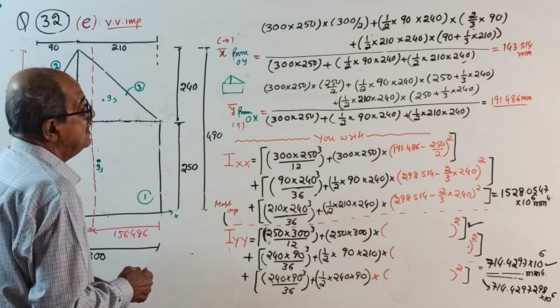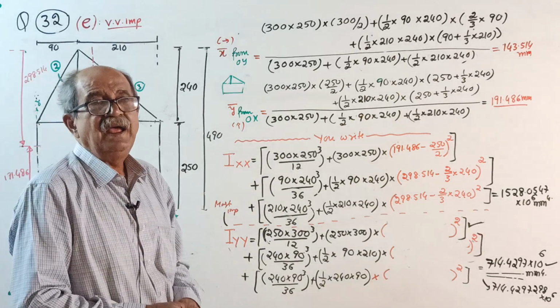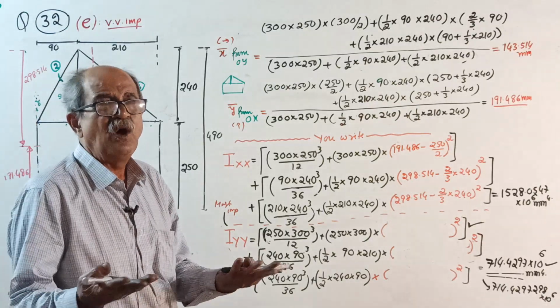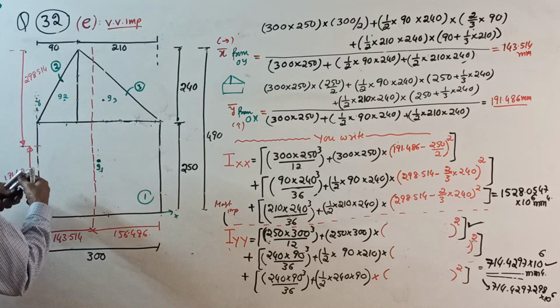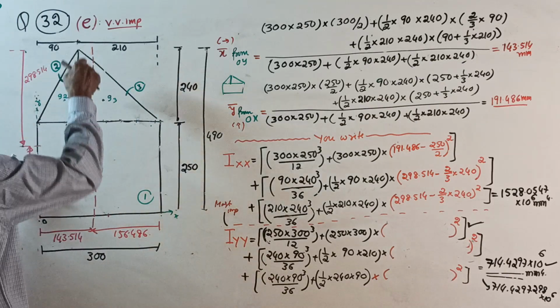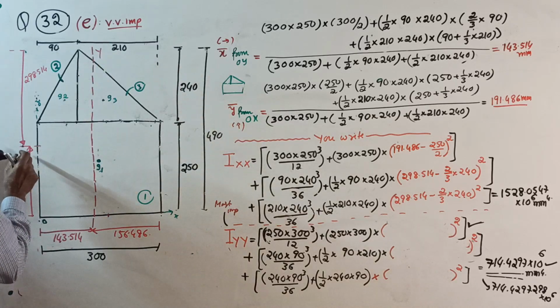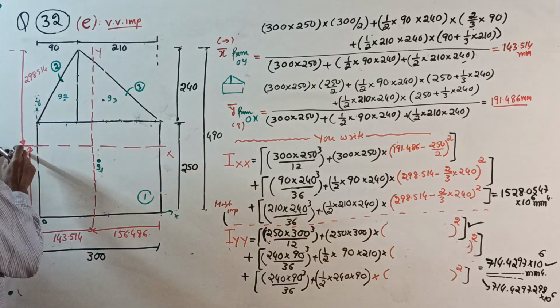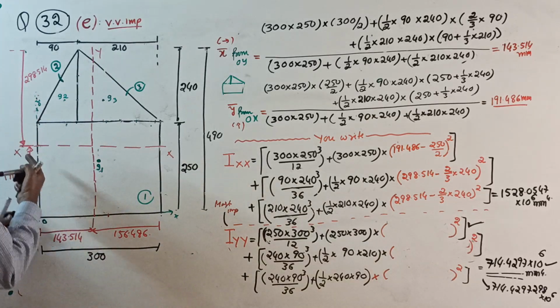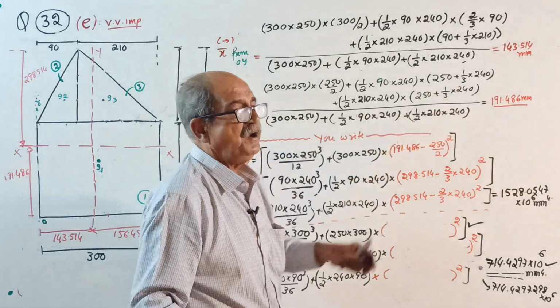Okay, start. Now, Ixx, I need not explain because, see here, I about xx. No, xx, I mark it. This is y axis. Xx axis, how? It is here. Distance is, see, already marked, 191.486. From top you know it, see.